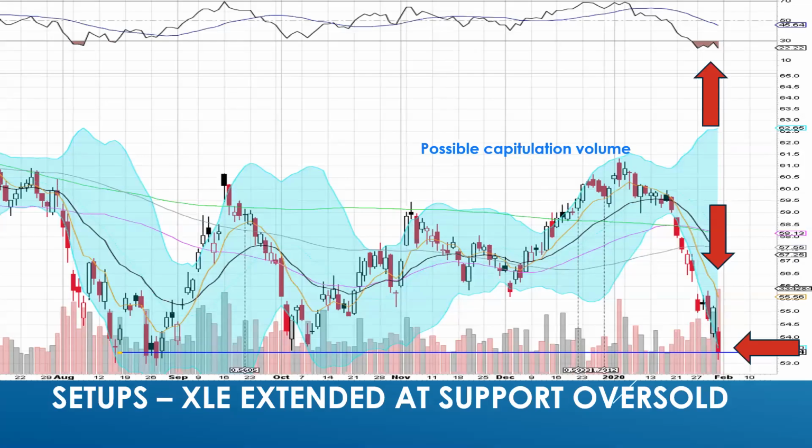XLE. Now, this is a very, very high-risk setup going into tomorrow, but there are a couple of things going on here that we should be looking at. Energy is getting slaughtered. Why is energy getting slaughtered? Anybody know? If anybody's paying attention, I'll give you guys a quick second to answer that.